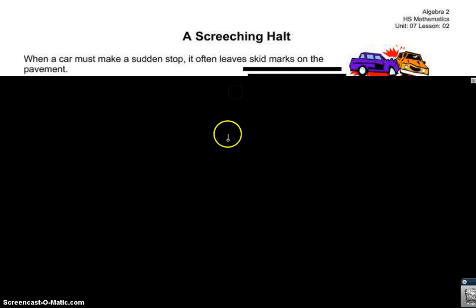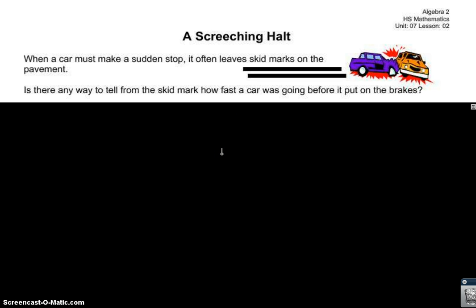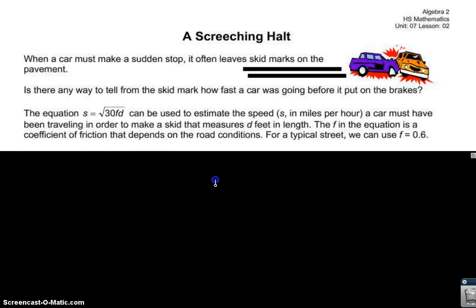It says when a car must make a sudden stop, it often leaves skid marks on the pavement. Is there any way to tell from the skid mark how fast a car was going before it put on its brakes? So what it says is the equation S equals the square root of 30FD can be used to estimate the speed. S is in miles per hour, a car must have been traveling in order to make the skid that measures D feet in length.